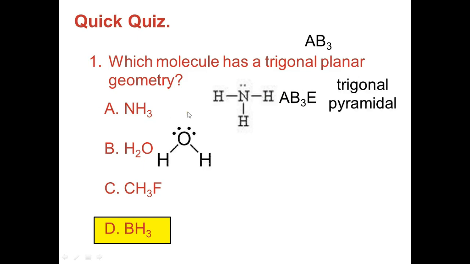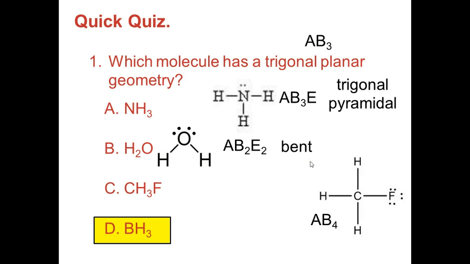And then we have H2O. We have 2 lone pairs and 2 bonds, so it's AB2E2. These 2 lone pairs push these atoms away, and it creates an upside down V, or bent shape. And then we have this last one, carbon in the center with 3 hydrogens and 1 fluorine bonded to it. So we have 4 bonds, so it's AB4, and this is a tetrahedral shape.